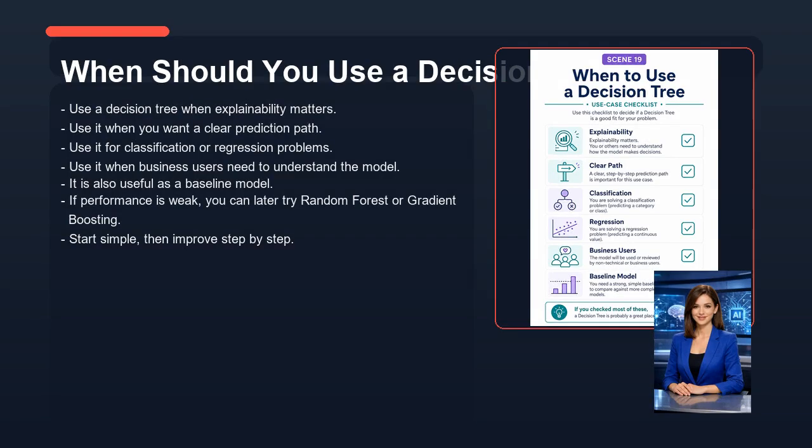Now let's look at when should you use a decision tree? Use a decision tree when explainability matters. Use it when you want a clear prediction path. Use it for classification or regression problems. Use it when business users need to understand the model. It is also useful as a baseline model. If performance is weak, you can later try random forest or gradient boosting. Start simple, then improve step by step.